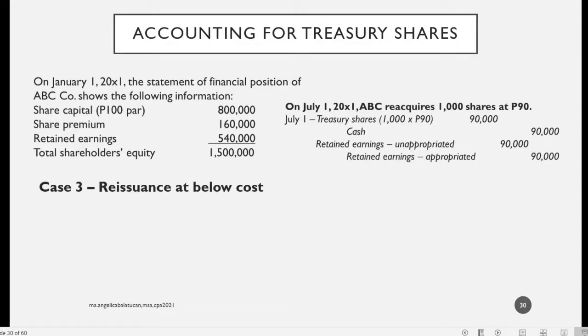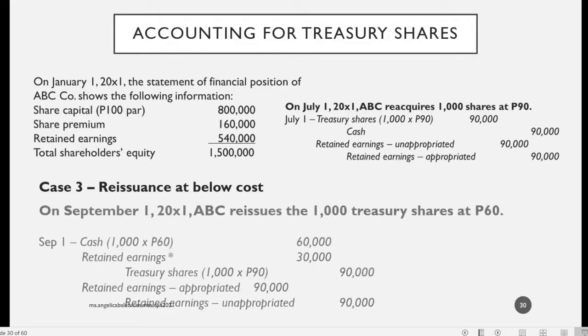What if we reissue it below cost? On September 1, instead of 90, we sold it at 60. So, alkansi, kintahay, di ba? Alkansi siya. So, we have cash of 60,000 and the treasury shares credited is 90,000. So, the balancing figure is on the debit side.